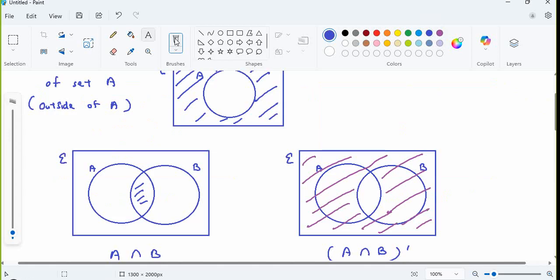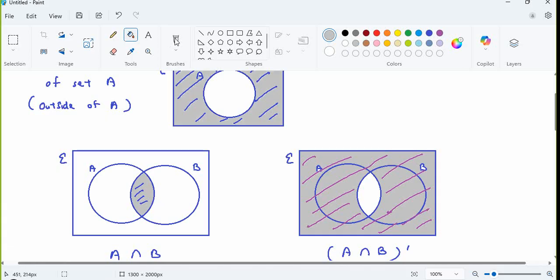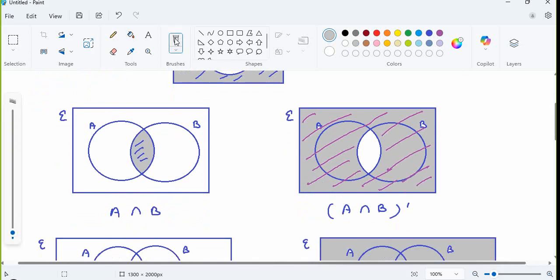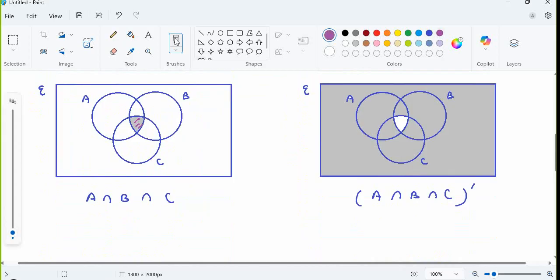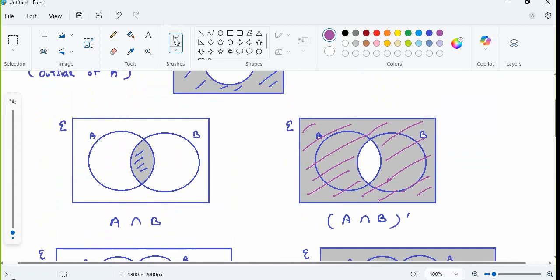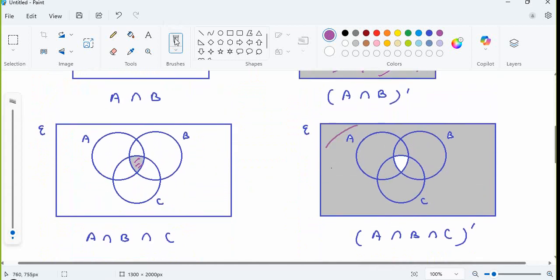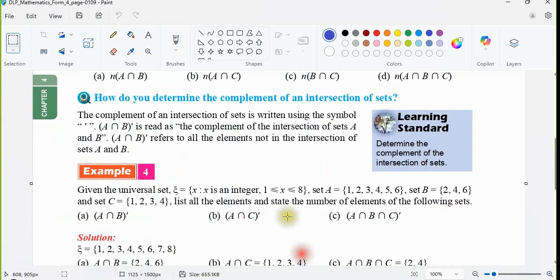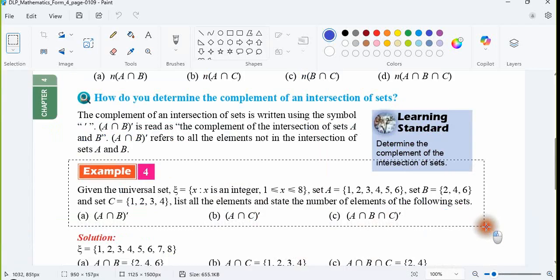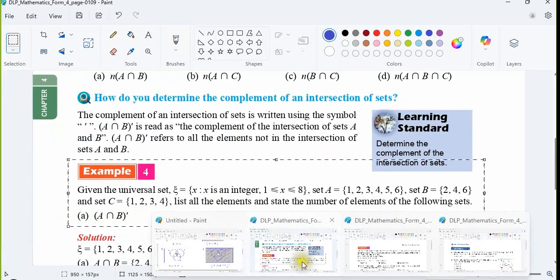And then this one will be the complement of the intersection between two sets. Okay, so this is the complement.